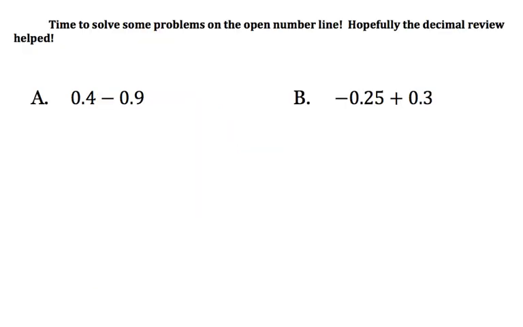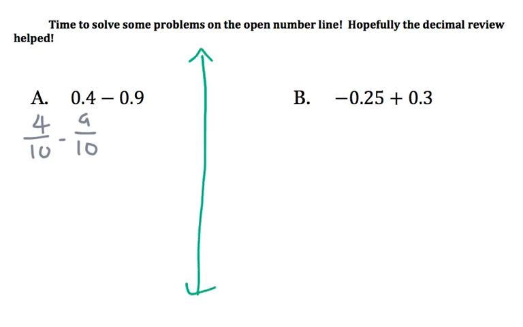Alright, on to the 7th grade state test level problems. This very first one says 4 tenths minus 9 tenths. With these problems, you could very easily just rewrite them as fractions and then solve that instead. It's sort of up to you. But alright, I'm going to set up an open number line. I know that 0 is going to be somewhere over here, and we're starting at 4 tenths, so that's up here.